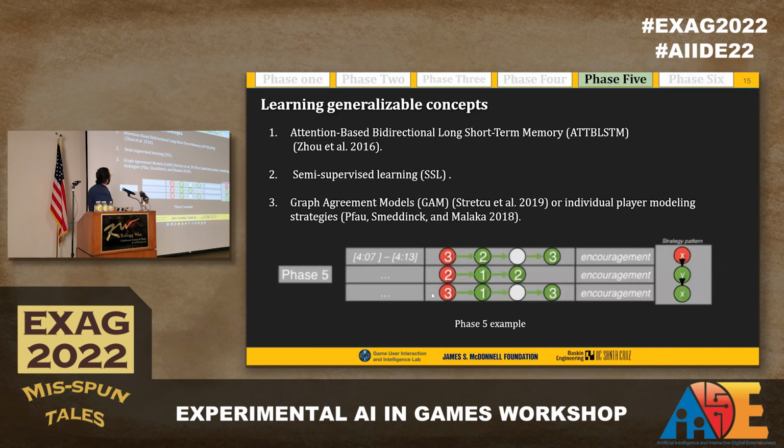Of course, when you get all of those identifications, those strategies throughout the game, you need to go on to learning these things. There are lots of approaches to learn all of these patterns. So we propose our phase 5, using different concepts like attention-based bidirectional long short-term memory, semi-supervised learning, or graph agreement models, to learn these types of patterns, since you can collect lots of them throughout the ARG and make a model of their emotion regulation.